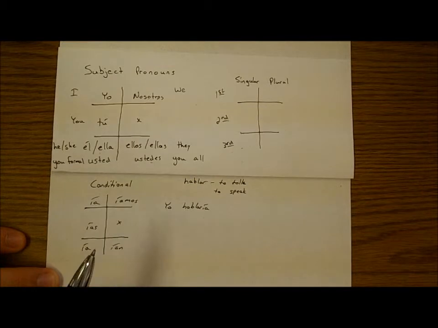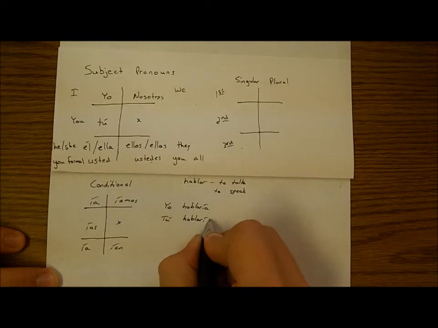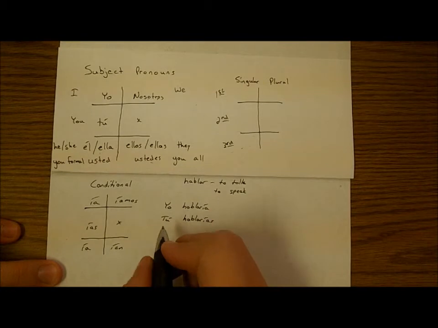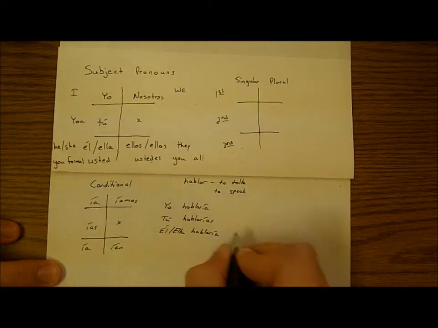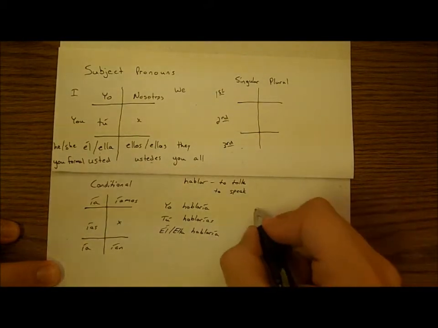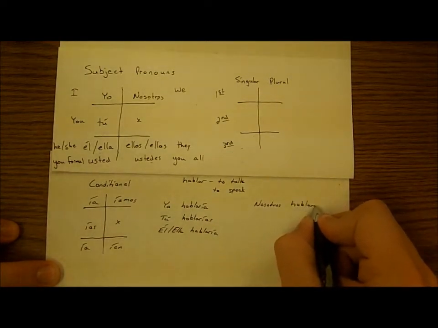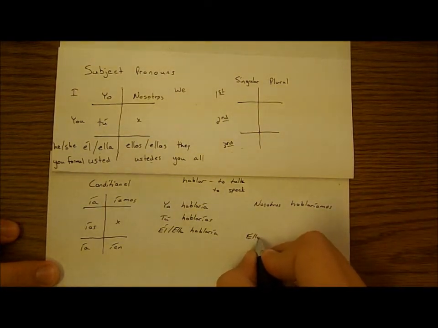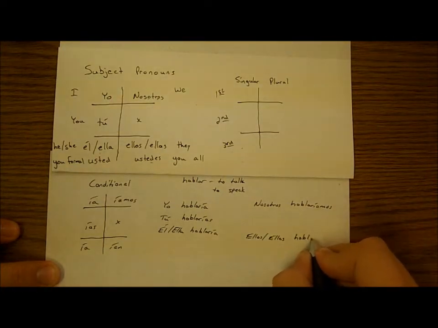If I want to say you talk or you speak, tú hablarías. If I want to say he or she talks or he or she speaks, él, ella, hablaría. If I want to say we talk or we speak, nosotros hablaríamos. Or they talk or they speak, ellos, ellas, hablarían.